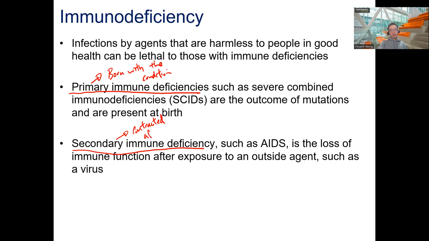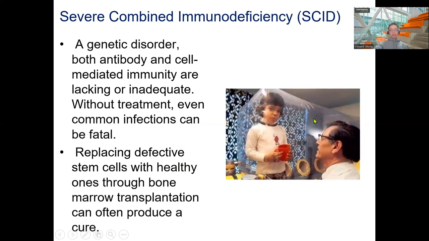after birth. So in primary immunodeficiency, one example of that is what we call SCID, severe combined immunodeficiency, where the person is born with zero immunity. Let me take a look at what's the next slide. Yeah, there is a famous case called the bubble boy. You might have heard of that before. Bubble boy. He was born with SCID.